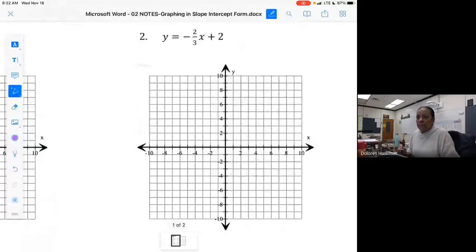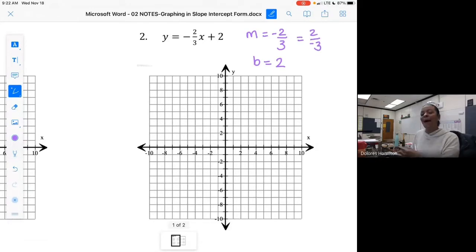Let's look at this example. We have y equals -2/3 x plus 2. Let's identify the m and the b. So our m is -2/3 and our b is 2. Here is one thing that I also want you to appreciate. I can treat m as -2 over 3 or 2 over -3. Those are both ways of saying -2/3.